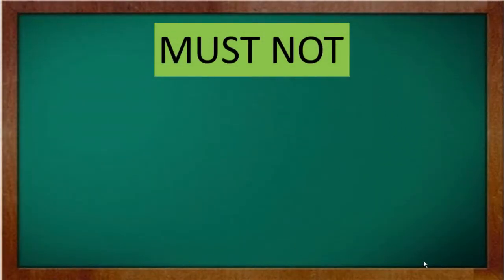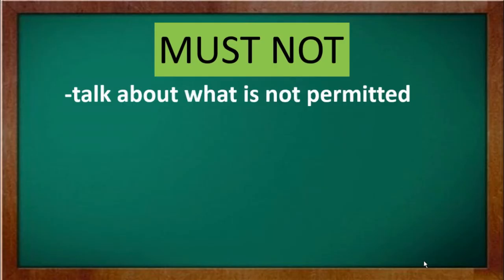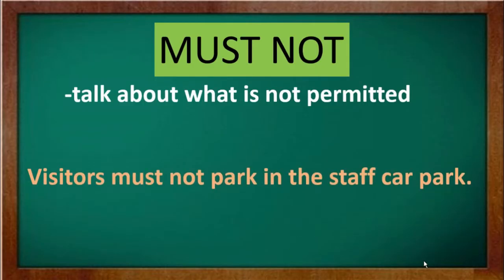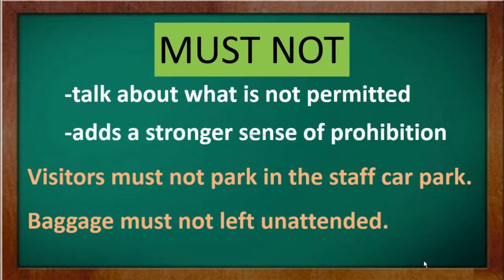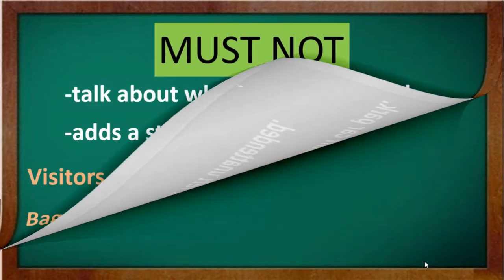We use must not to talk about what is not permitted. It is common on public signs and notices informing people of rules and laws. Examples: visitors must not park in the staff car park. Baggage must not be left unattended. This modal is also used to add a stronger sense of prohibition compared to the previous modal cannot. It is also used when the speaker, in a sense, agrees to the prohibition.